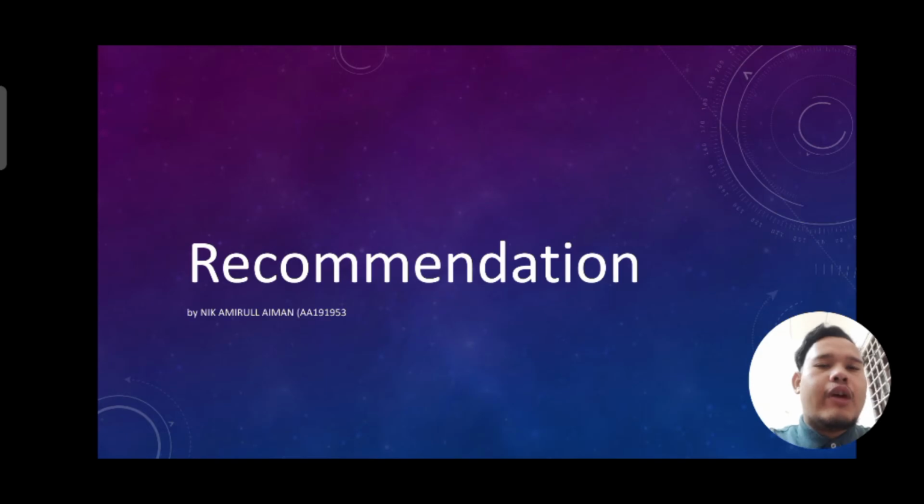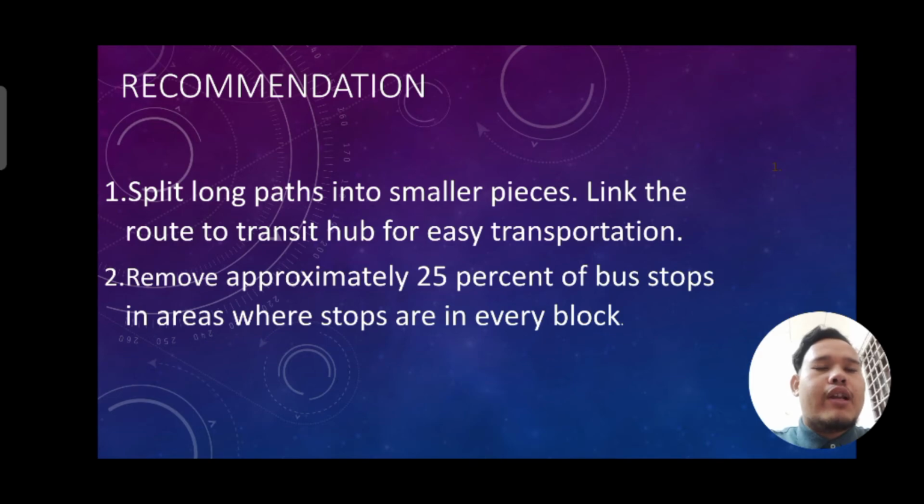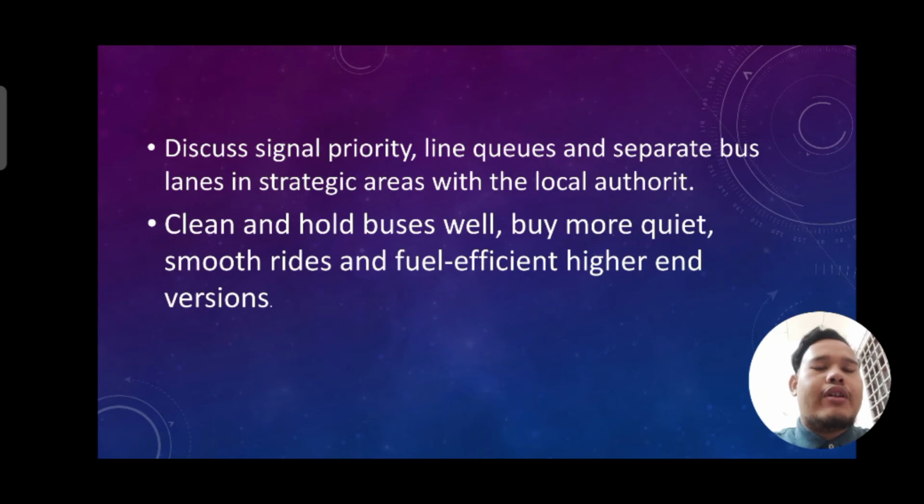I will present the recommendations for the bus stop. Firstly, split long paths into smaller pieces and link the road to the transit hub for easier transportation. Second, remove approximately 25% of bus stops in areas where stops are on every block. Third, discuss signal priority, lane queues and separate bus lanes in strategic areas with the local authority. Lastly, clean and haul buses with a quieter, smoother ride and fuel-efficient, higher-version models.